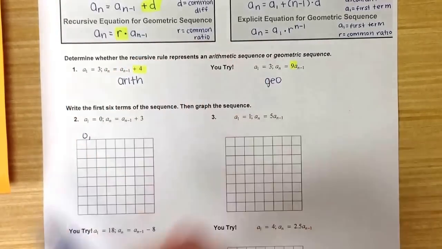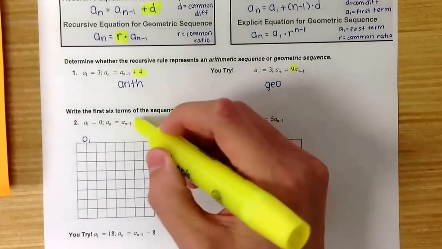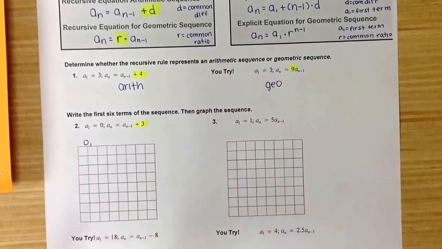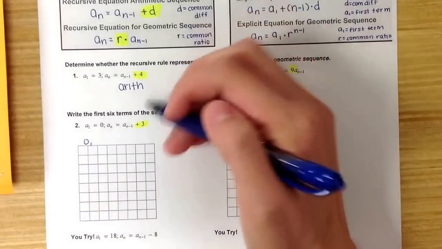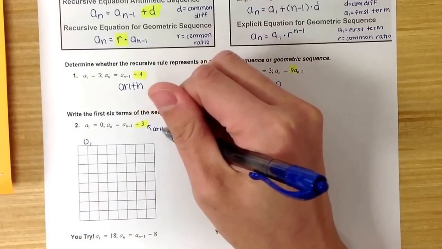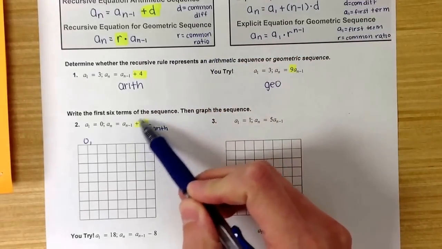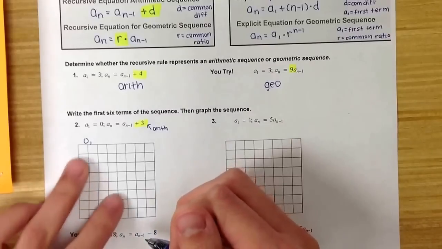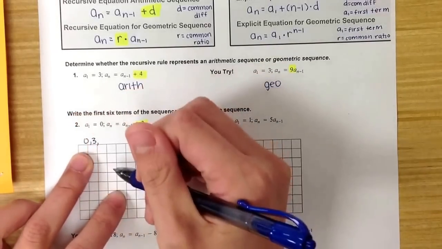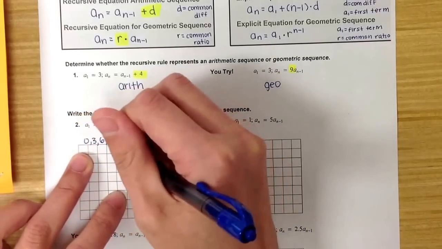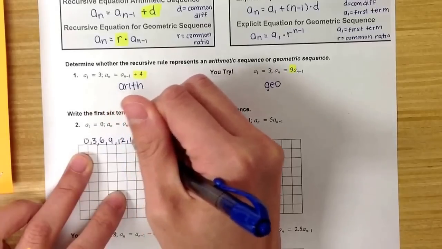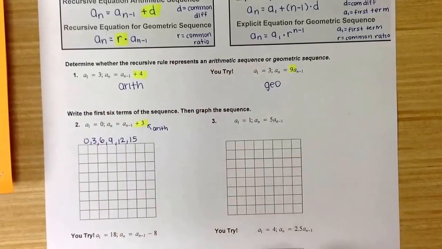It looks like my rule, it has a plus something at the end. So I know if it has a plus something, it must be arithmetic. And that also means that d is my common difference. This is a number that's being added over and over and over. So my first 6 terms, I have 0. 0 plus 3 is 3. 3 plus 3 is 6. 6 plus 3 is 9. Then 12. Then 15. Okay, those are the first 6 terms.